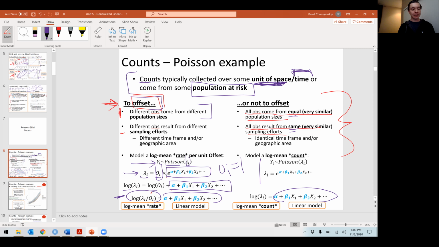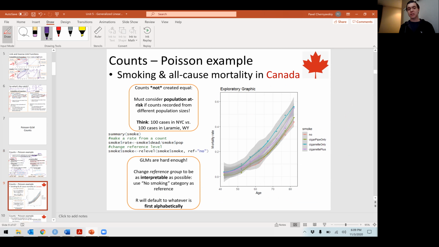So let's take a look at an example that comes to us from public health. In this example, I'm using smoking and all-cause mortality. All-cause mortality is just mortality due to any cause at all, not necessarily from smoking. And it comes to us from our neighbors up north, Canada.